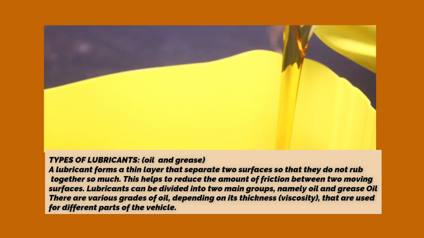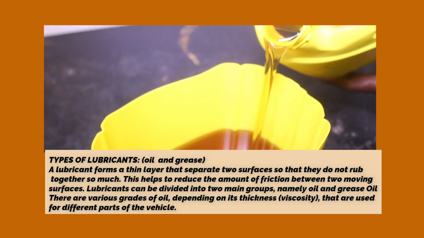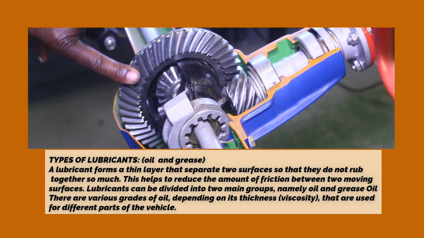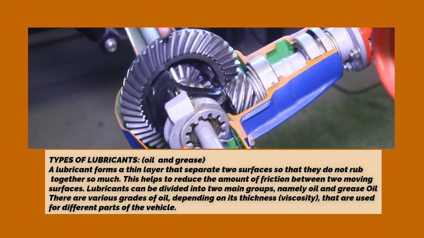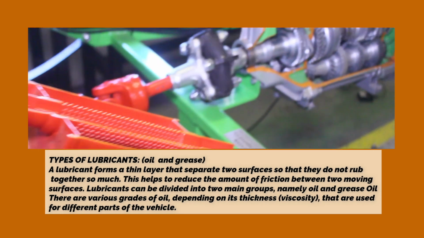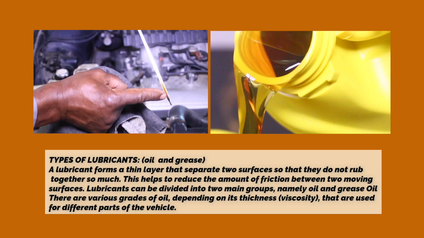Types of lubricants. A lubricant forms a thin layer that separates two surfaces so that they do not rub together so much. This helps to reduce the amount of friction between two moving surfaces. Lubricants can be divided into two main groups, namely oil and grease. Oil: there are various grades of oil, depending on its thickness or viscosity, that are used for different parts of the vehicle.